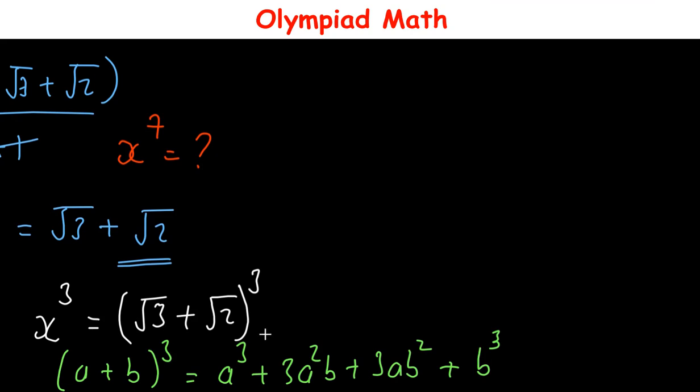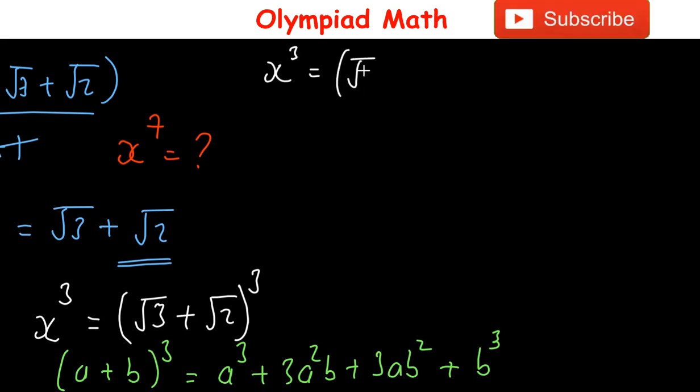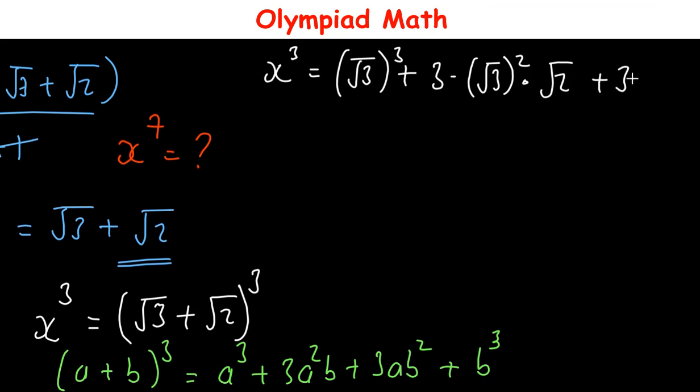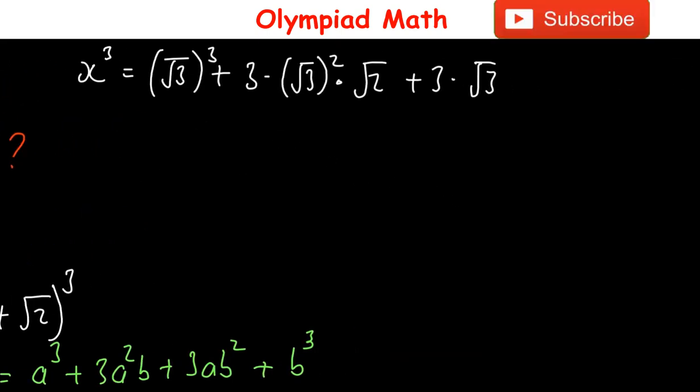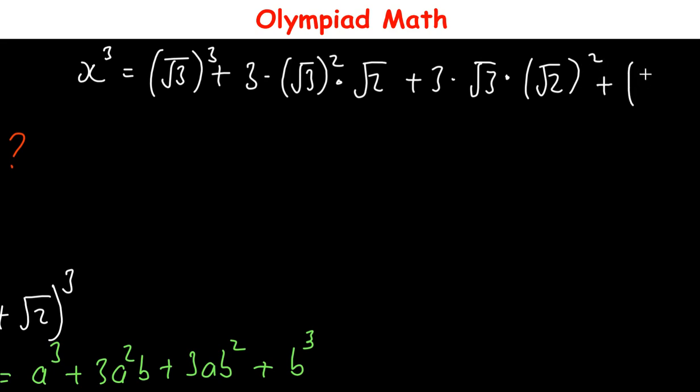So applying this right here, we have the value of x raised to power 3, and this equals, in bracket, the square root of 3 all raised to power 3 plus 3 times, in bracket, square root of 3 all raised to power 2 times square root of 2 plus 3 times square root of 3, then multiplied by, in bracket, square root of 2 all squared, then plus, in bracket, square root of 2 all raised to power 3.